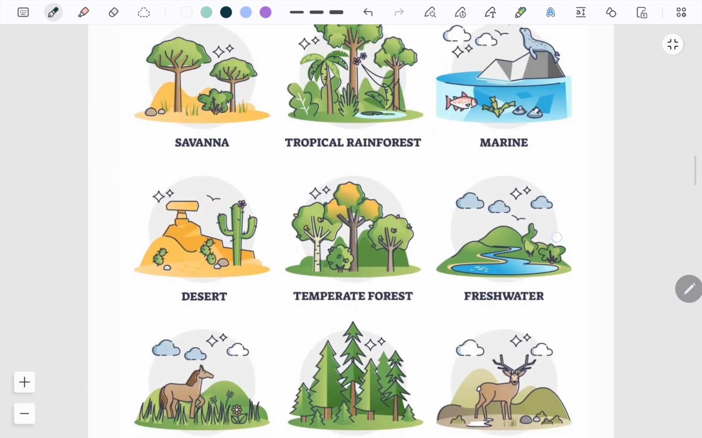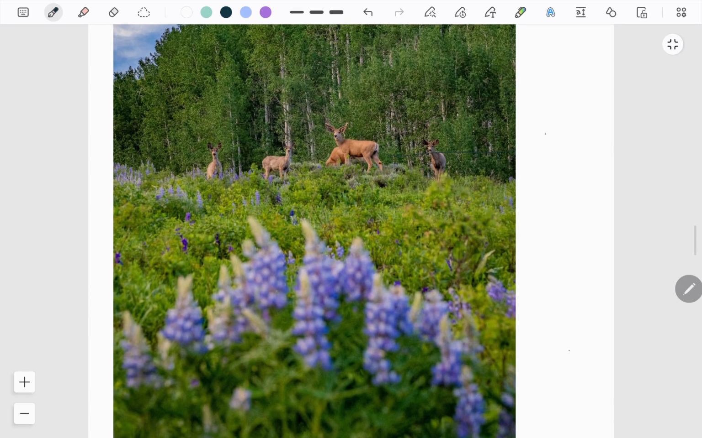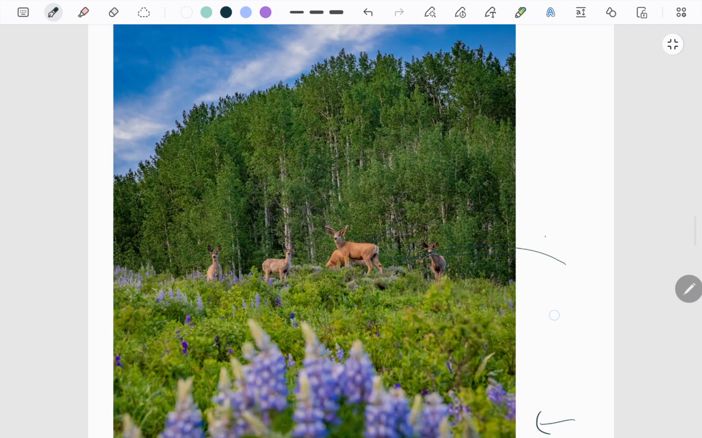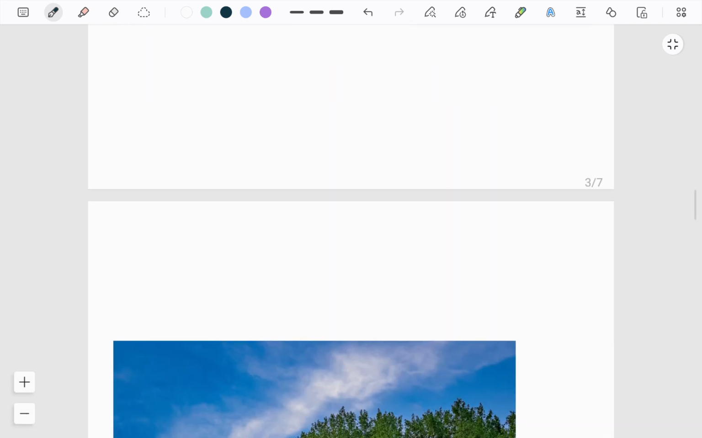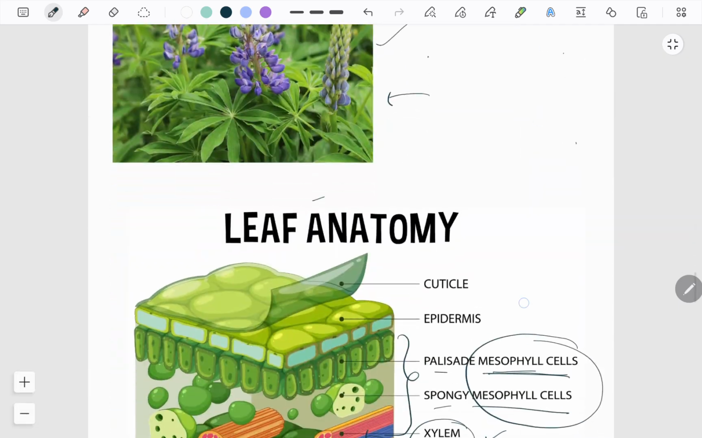Okay, see, I'm giving the example that is given in Campbell. Here you can see lupine. So the population of lupines here. Here you can see an organism, mule deer. Its population living in a particular area, right? And which area we are talking about? This is North American mountain meadow, right? You can see here.